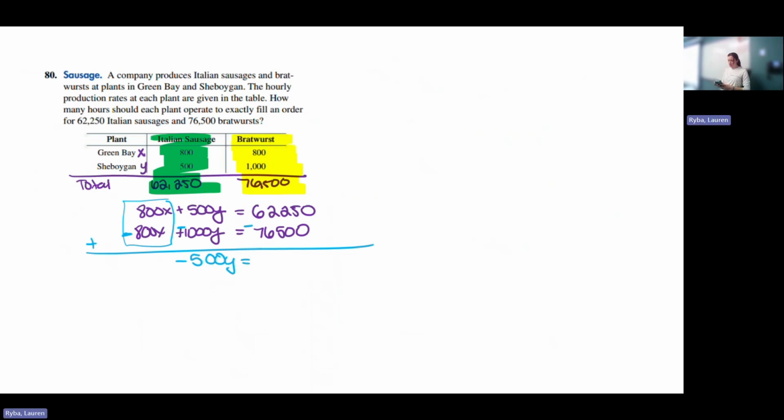Use calculator. 62,250 minus 76,500. Okay, negative 14,250. And then if I divide by negative 500, I get y equals 28.5.